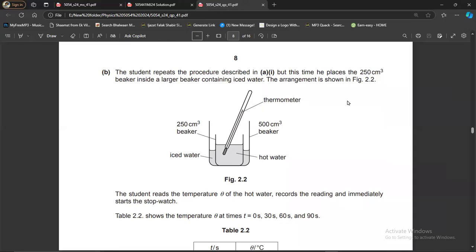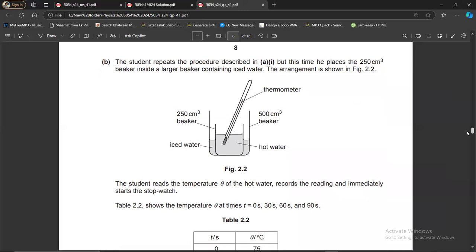Okay, so the arrangement is shown in figure 2.2. Here we have a larger beaker. In that larger beaker, we have iced water, and then we have this smaller beaker. In this, we have poured hot water, and we put a big thermometer in that hot water. The student reads the temperature theta of the hot water, records the reading, and immediately starts the stopwatch.